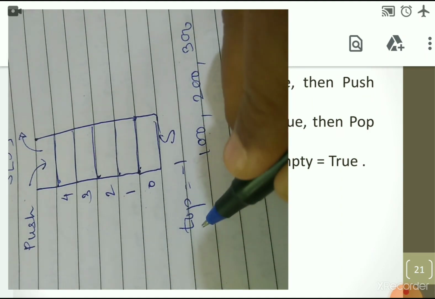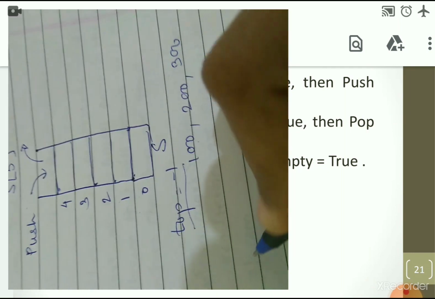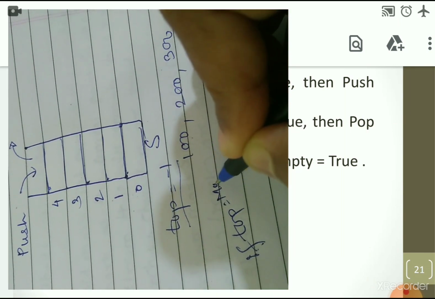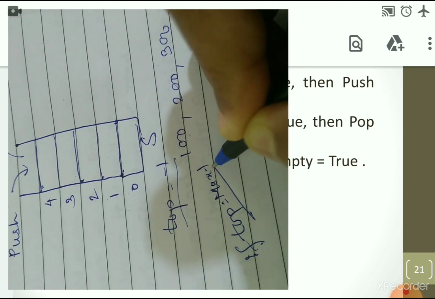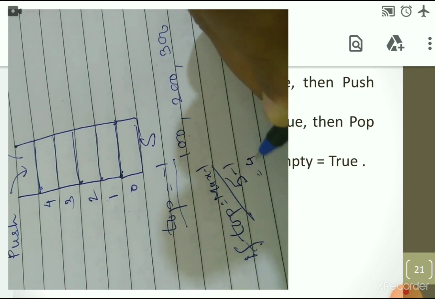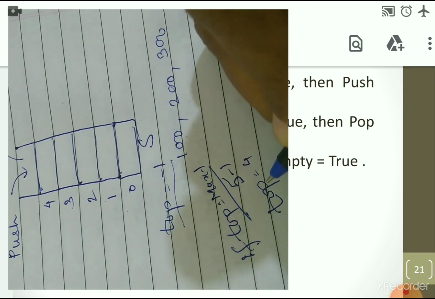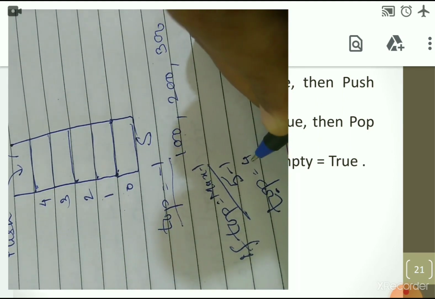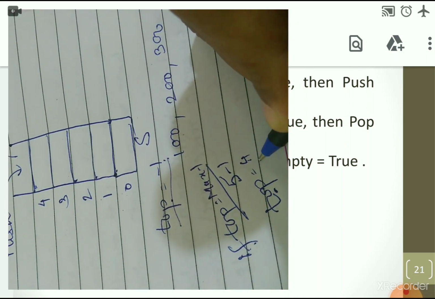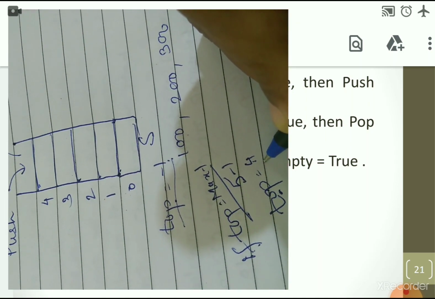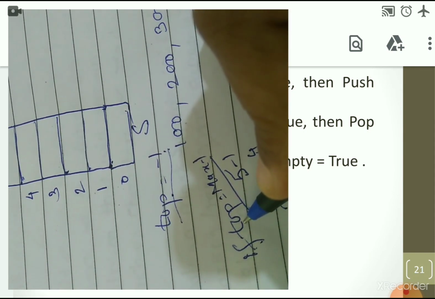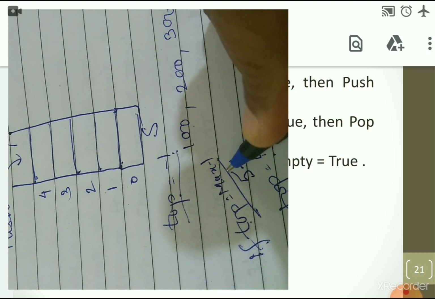We have to check the value of top. If top is equal to max - 1, that means the stack is full. Here max is equal to 5, minus 1, 4. So top is equal to 4. We have to check: if top equal to 4? No, because top is equal to -1 here, not 4. So that means the stack is not full. So we have to check this condition, if top equal to max - 1. If it is not, then we can insert the element.